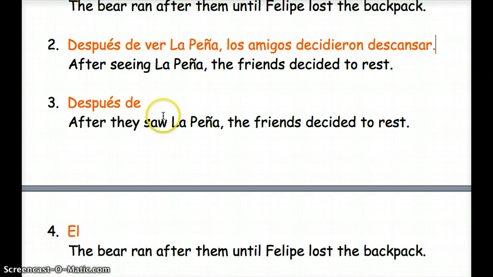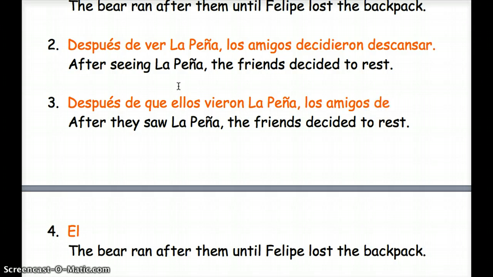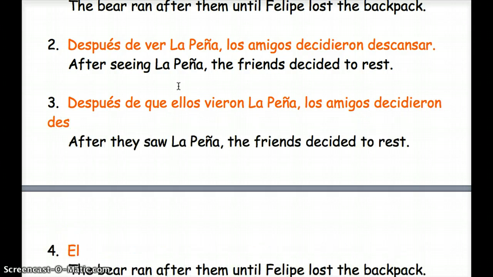With a slight variation of that sentence from number 2, after they saw La Peña, the friends decided to rest. You can see in English, both times they conjugated the verb. So we can do that in Spanish. You just have to have the que. And the que gives you permission to have a conjugated verb after a preposition. Después de que ellos vieron la peña, los amigos decidieron descansar.